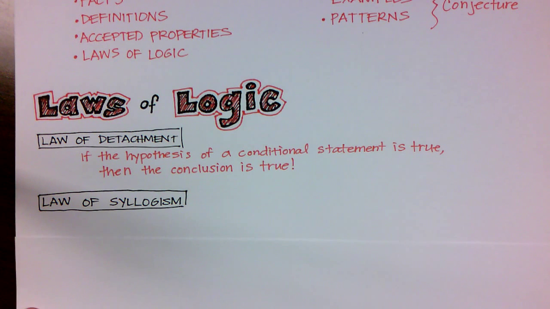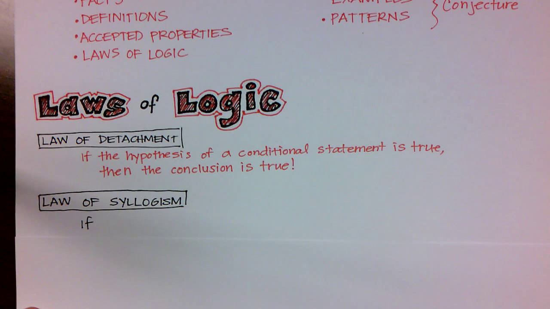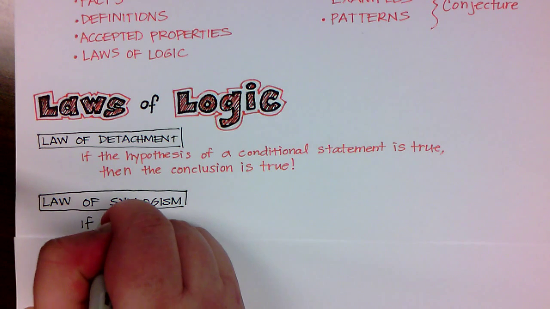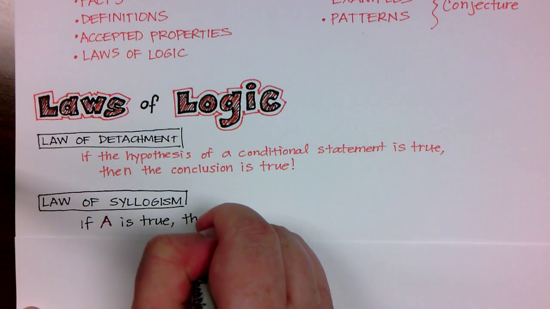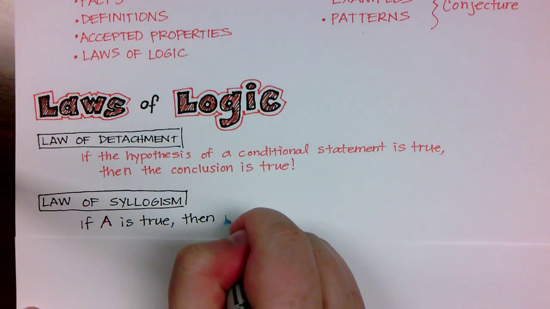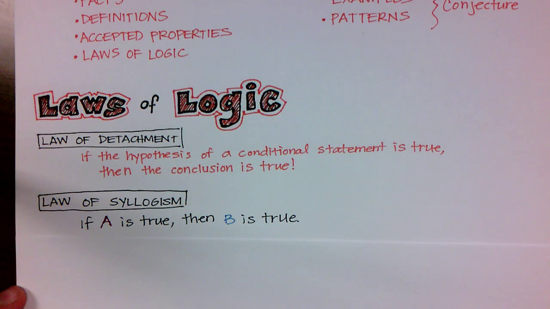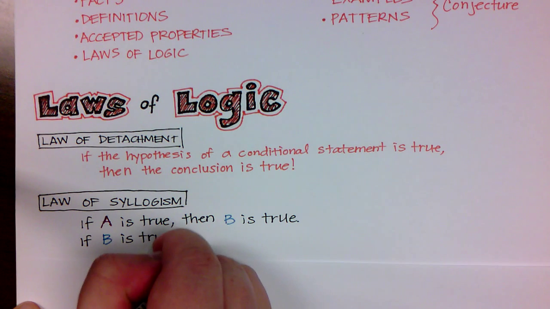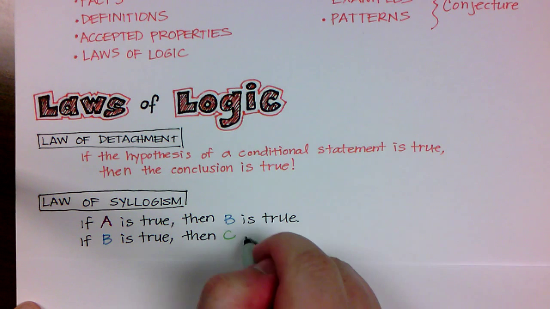And what the law of syllogism says is if, well, that pen's not working. There we go. If, let's say, something, we're going to call it A. If A is true, then B is true. So this could be any conditional statement. If something is true, then something else is true. Well, if I have a second conditional statement with it that says if B is true, then something else, we'll call it C, is true.